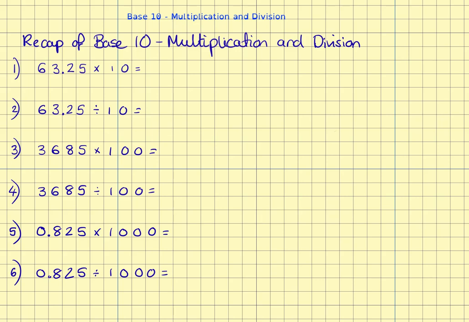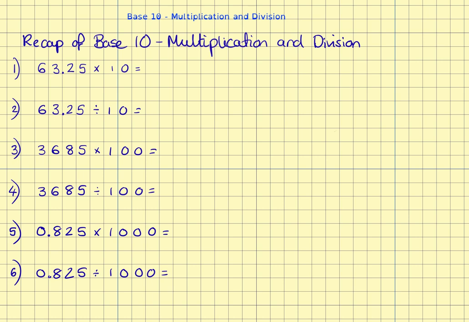Hi, so today we're going to do some recapping of base 10 multiplication and division. Base 10 is obviously our number system, and we're looking at the effect that multiplying and dividing by 10, 100, and 1,000 has on numbers. So we're going to start here with 63.25.